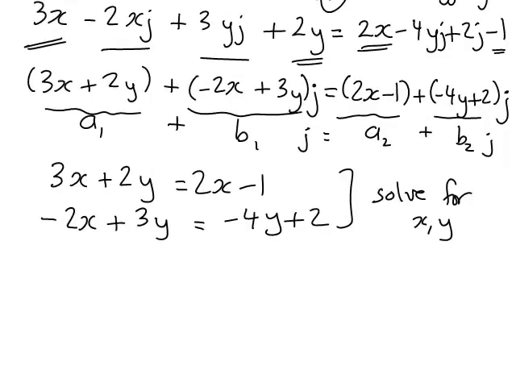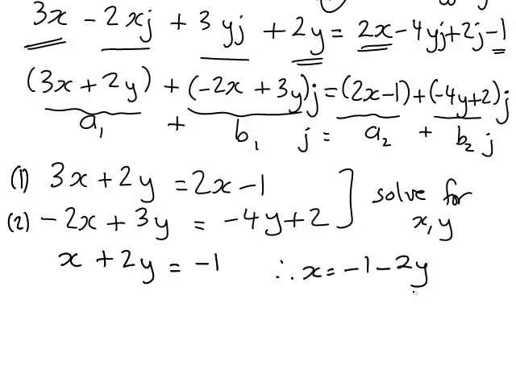And if we call these equations 1 and 2, equation 1, subtracting 2x from both sides, that just becomes x plus 2y equals negative 1. And making x the subject, we get x equals negative 1 minus 2y. And we could then substitute that into the other equation.